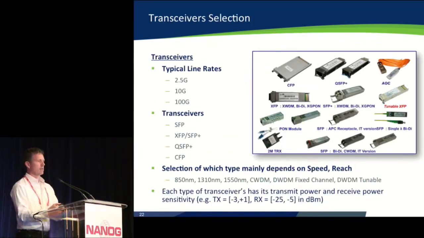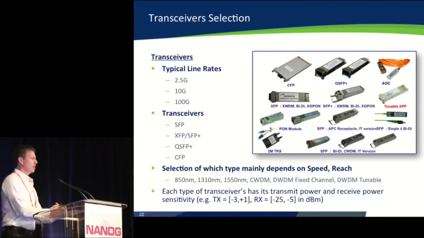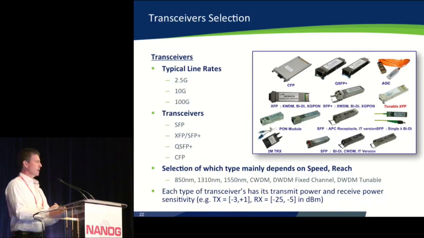On the transceiver side, these are the plugs that are used within the transponders and the muxponders. Typical line rates are 2.5 gig, 10 gig, 100 gig. And the form factors vary. You can see the CFP there, which is being used now for coherent 100 gig. QSFP Plus, which is the 40 gig form factor. XFP, I'm sure, you're no doubt familiar with. It's a 10 gig form factor. And SFP Plus now, which has pretty much overtaken XFP. The type depends on speed and reach.